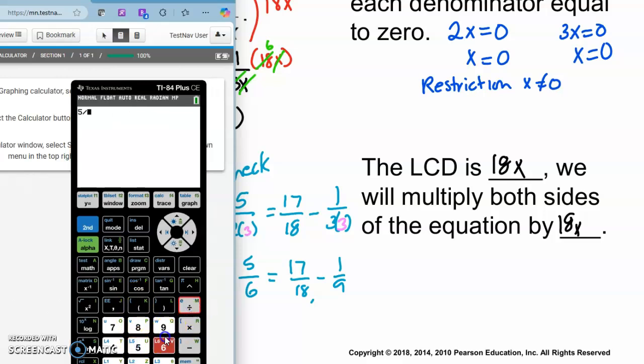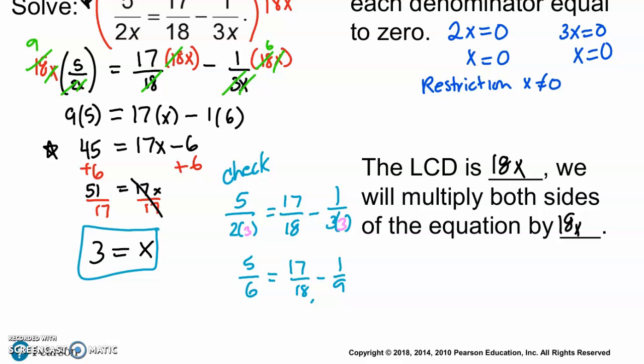5 over 6 is the left side. So this left side is 0.83 run on 3. And then I'll say 17 over 18 minus 1 over 9. And I get 0.83 for both sides. So since I got 0.83 for both sides, I know that this is true. This makes it a true statement. So then my proposed solution is the correct solution.